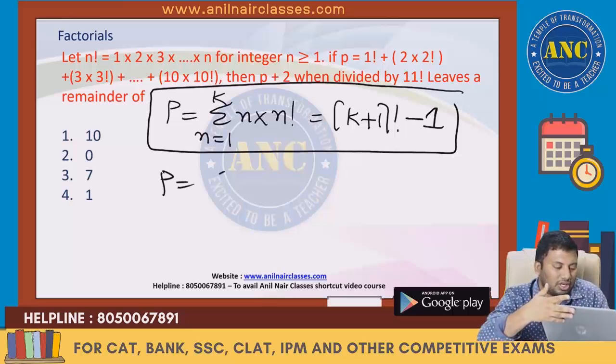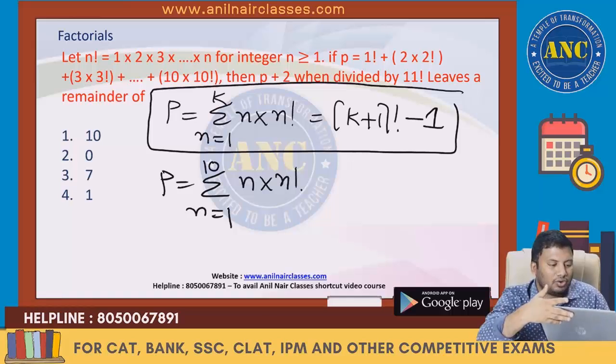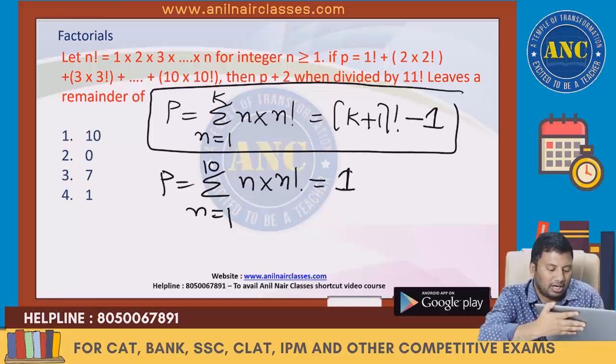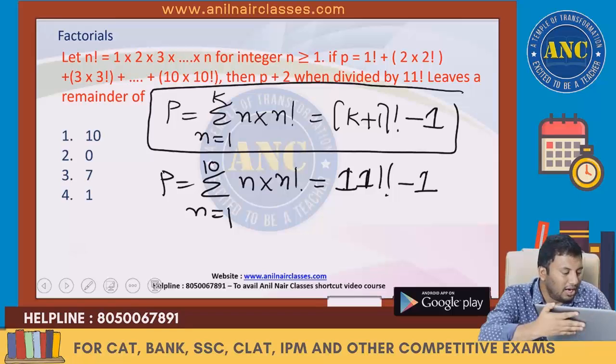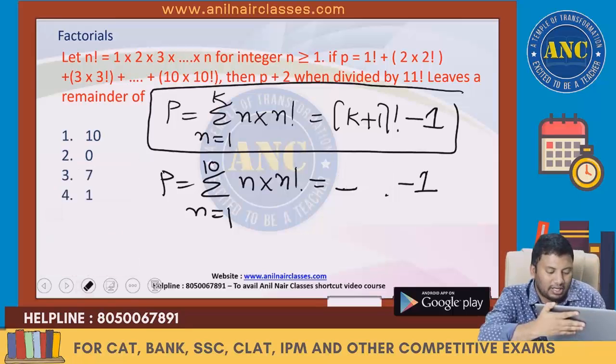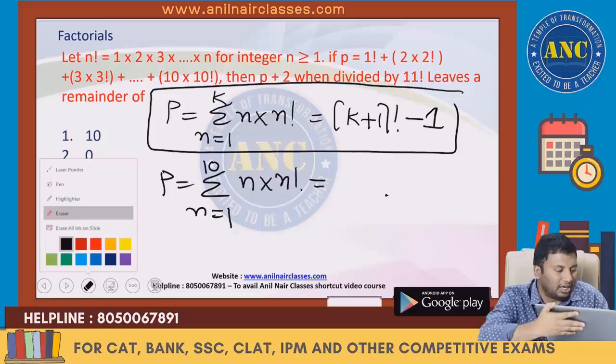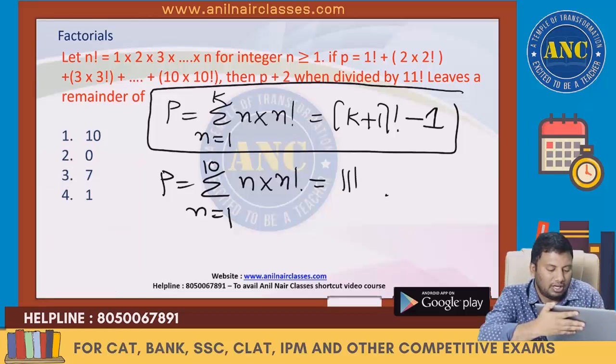So, this question is summation n into n factorial, where n is starting from 1 and going up to 10. So, answer is 10 plus 1, 11 factorial minus 1. I hope it is clear. It is 11 factorial minus 1.